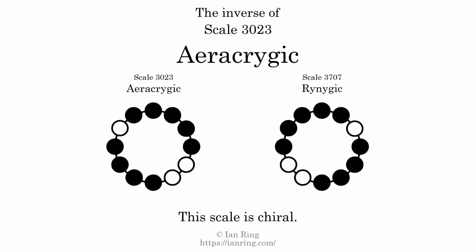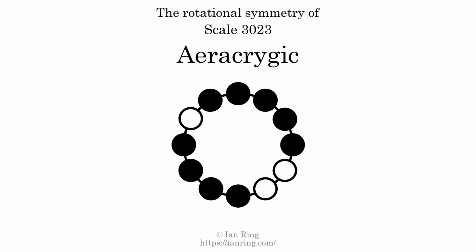The inverse of a scale is a mirror image. It is what you get when the sequence of intervals is reversed. The inverse of this scale is scale 3707, also known as Aeracrygic. This scale is chiral. It cannot transform into its inverse by rotational transformation. This scale has no rotational symmetry.